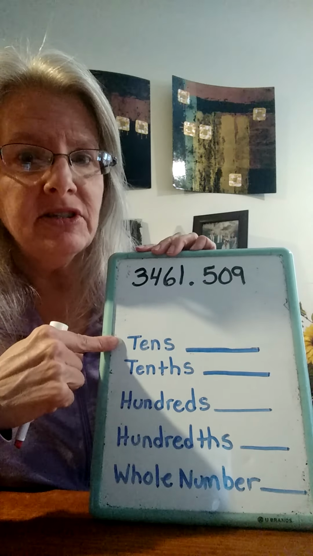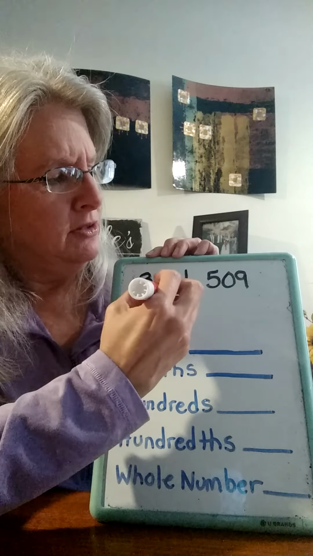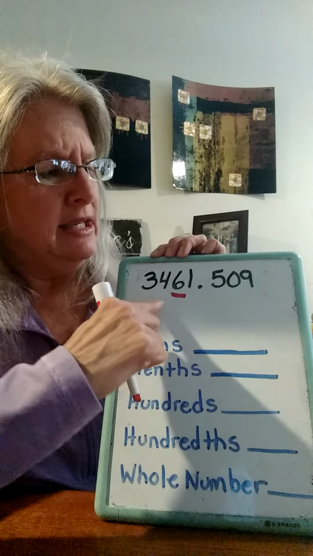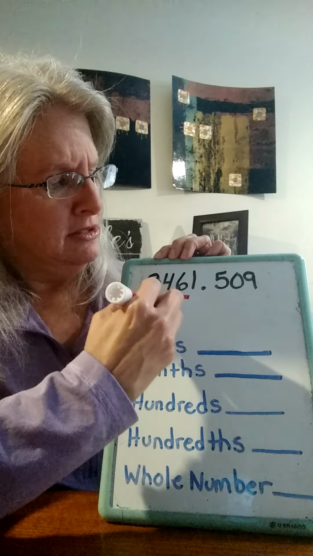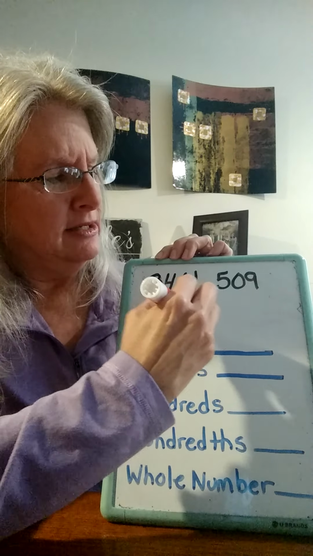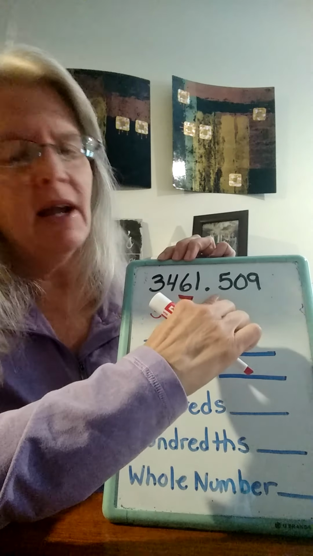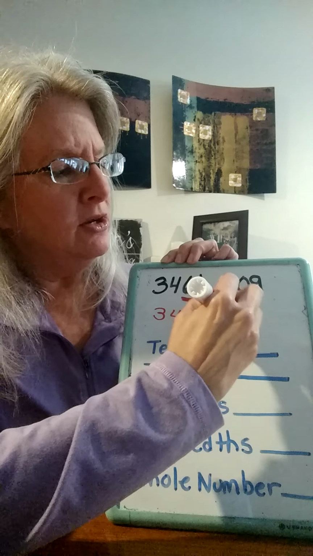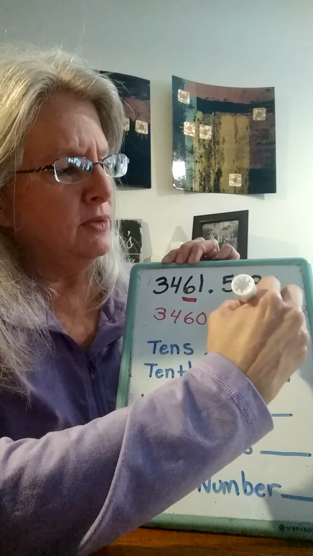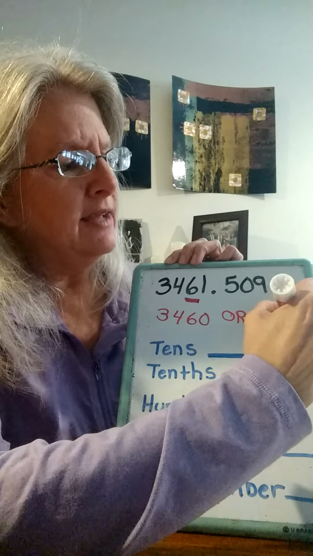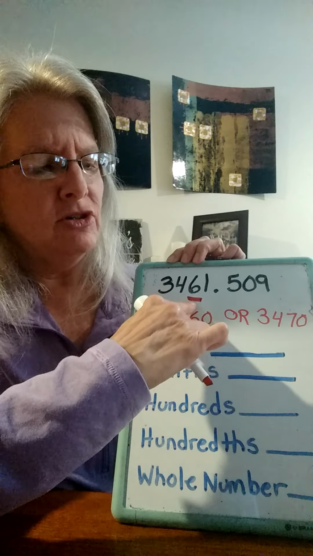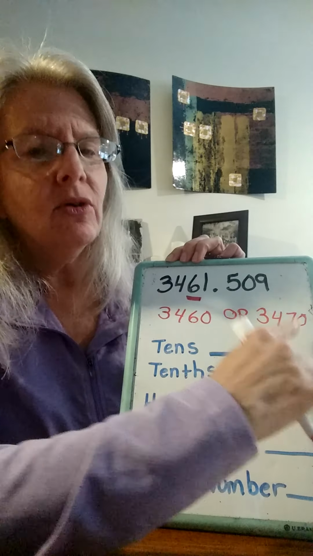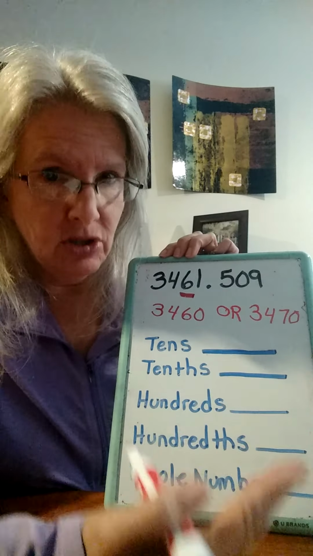The first one wants us to round it to the tens place, so they're wanting us to round it to the 6. So we're trying to make a decision. Is this number closer to 3,460 point nothing? I'm not going to bother writing point nothing. Is it closer to 3,460 or is it closer to 3,470? Notice we're trying to decide, do we keep the 6 or do we make it one higher? Which is it closest to?